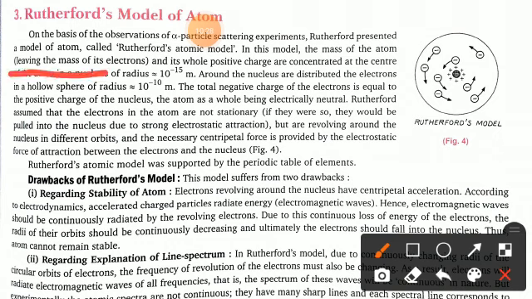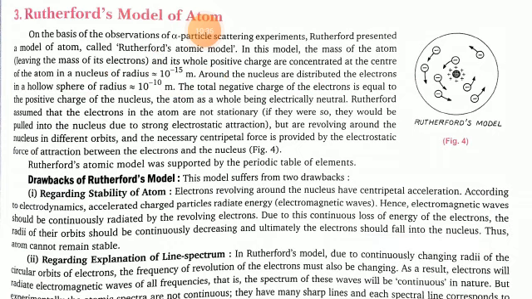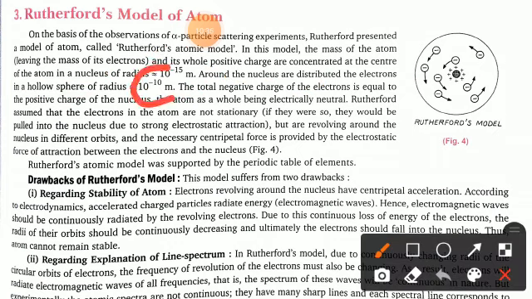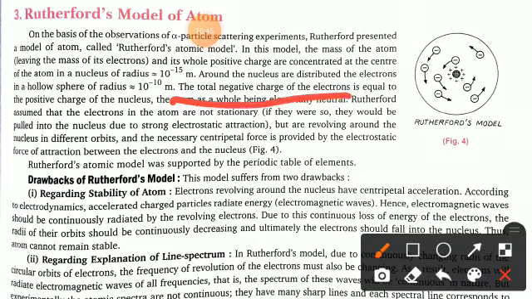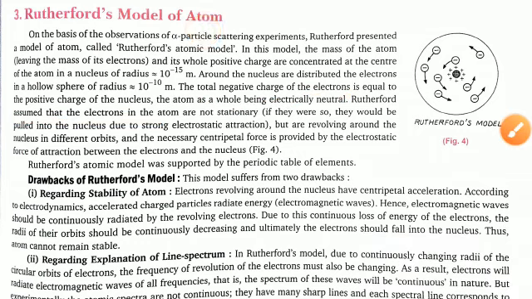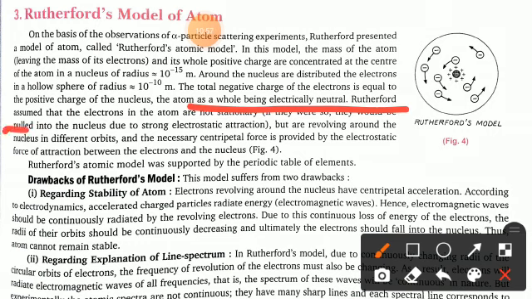The center of the atom, the nucleus, is of radius, I already told you, 10 to the power minus 15 meter. Around the nucleus the electrons are distributed in a hollow sphere of radius how much? 10 to the power minus 10 meter. So the total negative charge of the electrons is equal to the total positive charge of the nucleus, the atom as a whole being electrically neutral. Rutherford assumed that the electrons in the atom are not stationary. If they were, they would be pulled into the nucleus due to the strong electrostatic force of attraction which is imposed by the nucleus over the electrons.